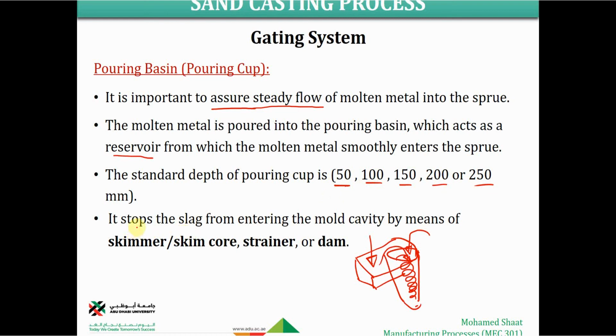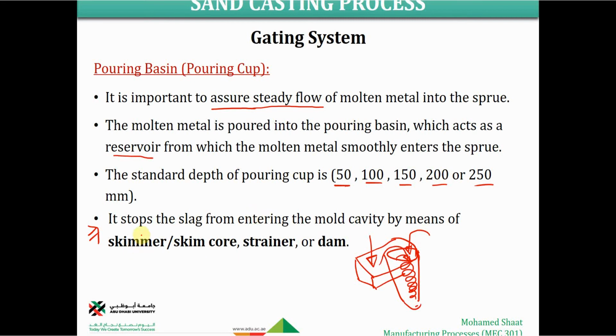Also, the pouring cup should be used, and this is one of the essential requirements. The pouring cup has two essential functions. First of all, to allow for the steady flow of the molten metal. As I mentioned, if we try to pour the molten metal directly into the down sprue, this is going to give a turbulent flow. We would like to have a laminar, steady state flow of the molten metal to fill the mold cavity. This won't be achieved unless we pour the molten metal into the pouring cup first. Then from the pouring cup, it's going to steadily flow to fill the down sprue.